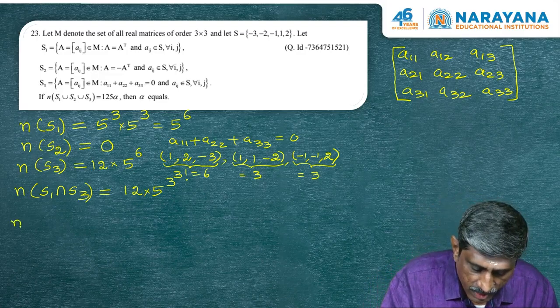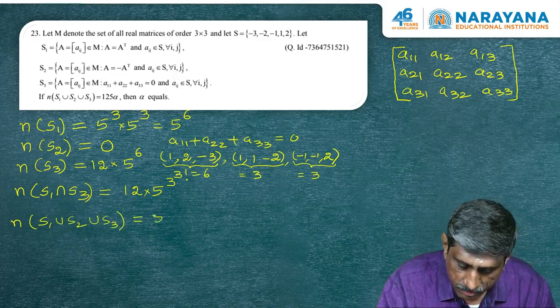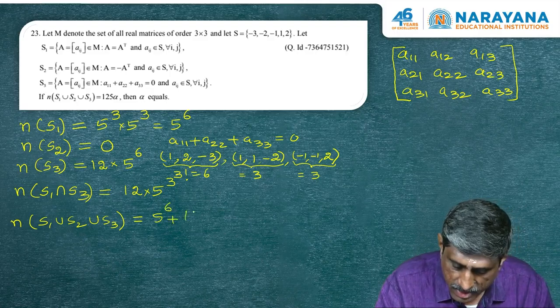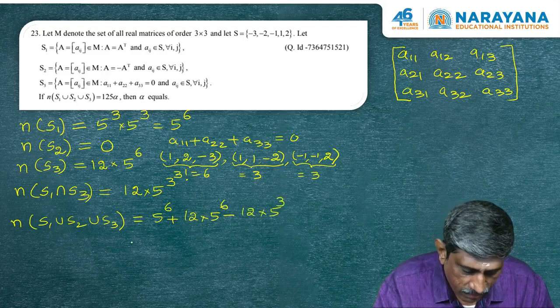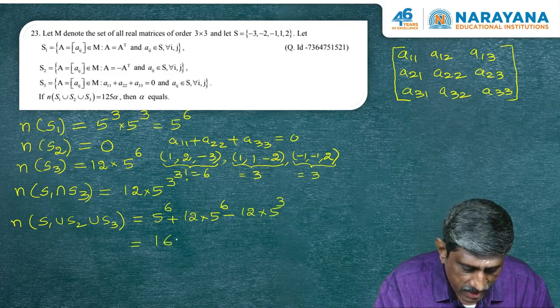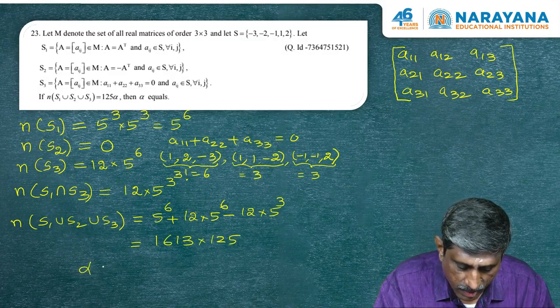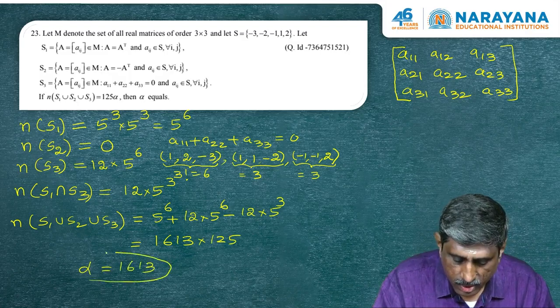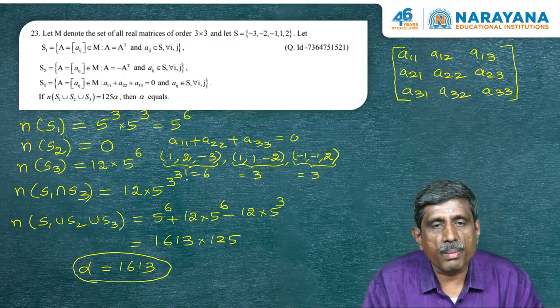Therefore, we want n of S1 union S2 union S3, which is nothing but clearly 5 to the power of 6 plus 12 into 5 to the power of 6 minus 12 into 5 cube. So, when you take 5 cube common, it is 1613 into 125. Therefore, the value of alpha is going to become 1613. So, a question under matrices combined with a simple idea of permutations and combinations.